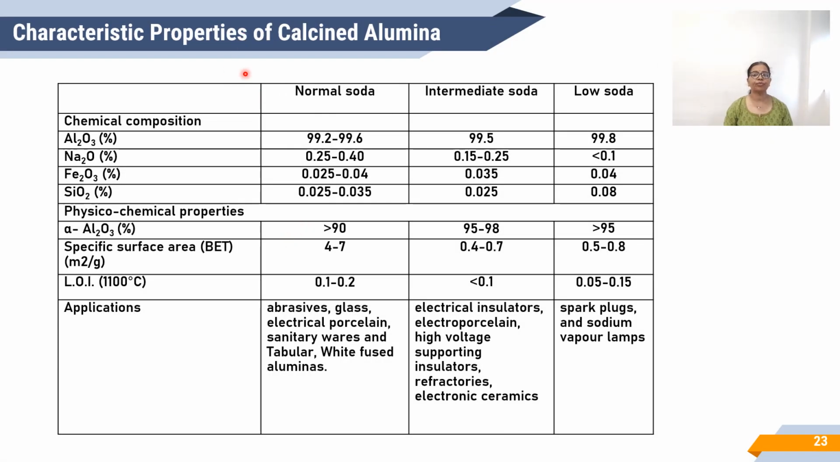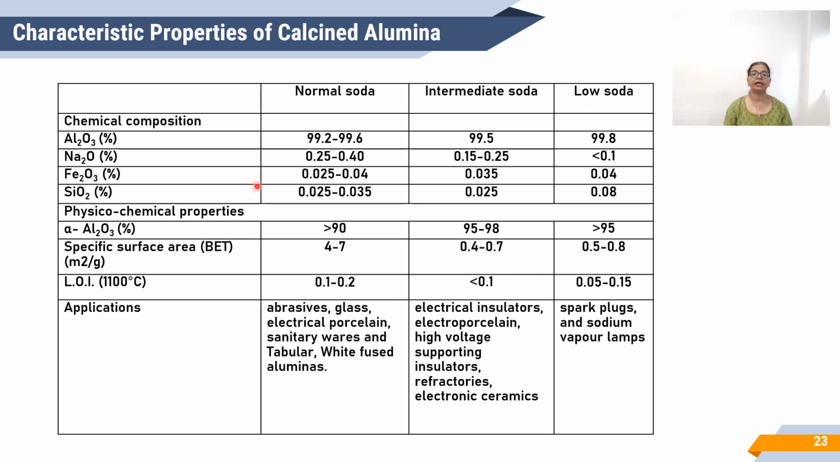Now the characteristic properties of calcined alumina: they are basically classified based on soda content, that is the normal soda, intermediate soda and the low soda. Normal soda, by calcination of normal ATH at a temperature of 1000 degrees centigrade, gives a soda content of about 0.2 to 0.4%, but the intermediate soda is 0.15 to 0.25%, and the low soda is 0.1%.